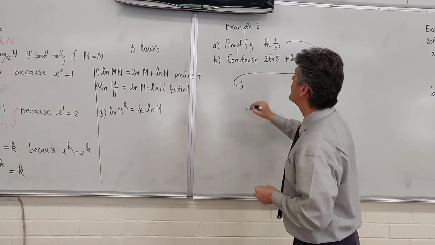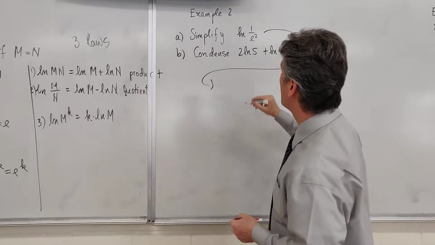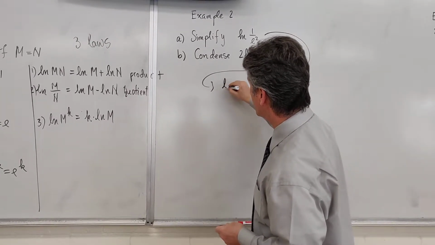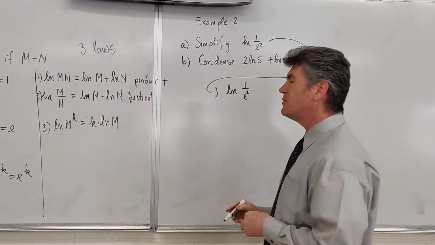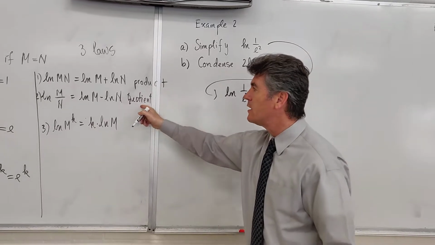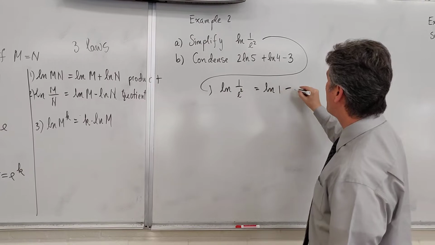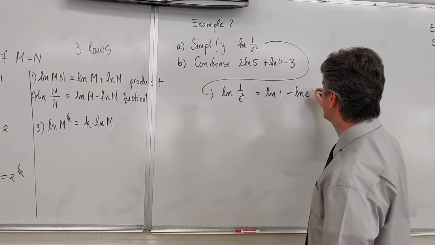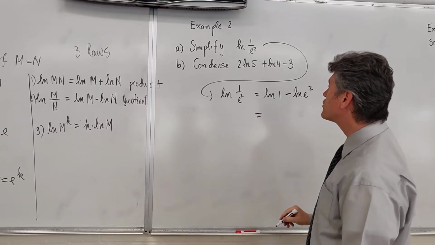Example number 1, it's asking us to simplify natural log of 1 over e squared. There are two ways to proceed. I'm just going to use the quotient law. This is natural log of 1 minus natural log of e squared. And now I'm going to use property number 2.